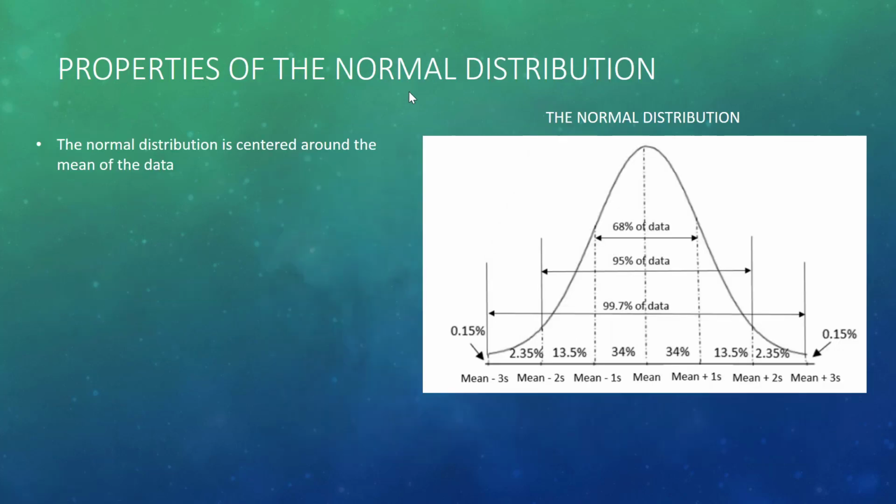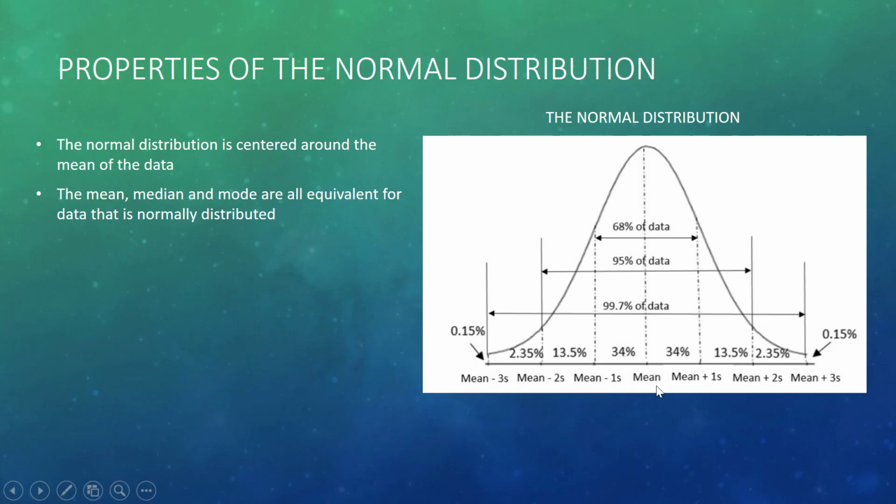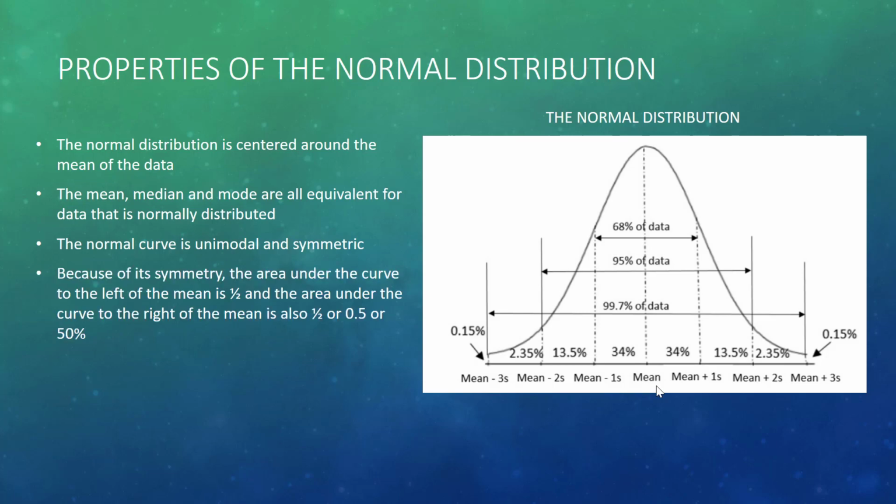Properties of the normal distribution. The normal distribution is centered around the mean of the data. The mean, median, and mode are all equivalent for data that is normally distributed. The normal curve is unimodal and symmetric. Because of its symmetry, the area under the curve to the left of the mean, this half, is exactly 1/2, and the area under the curve to the right of the mean, or to the right of center, is also 1/2.